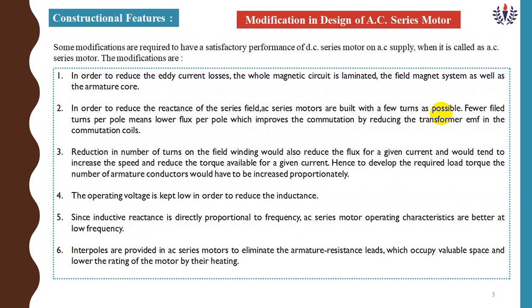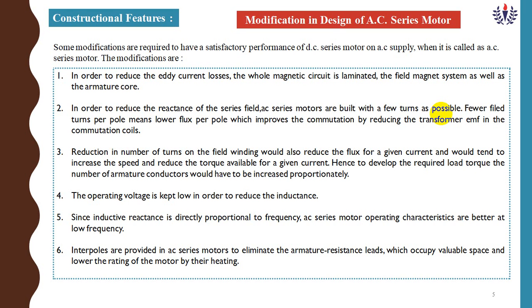Next, if you give DC supply to the motor, in the constructional part you have to make some modification in the design. That construction mainly depends upon some parameters available in the winding arrangement. That winding we call field winding and armature winding. Normally, a DC motor is given only DC supply.